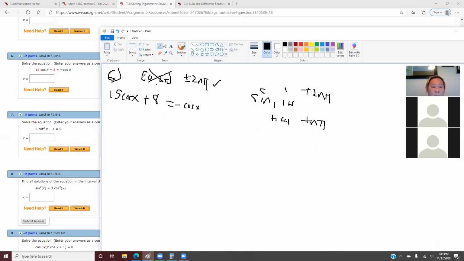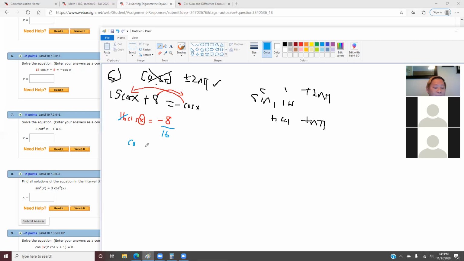So how did we solve question number 6? You add the negative cosine x to the left-hand side. So you get 16 cosine x, and then you move the 8 over there. So it becomes negative 8. Now you need to solve for x. Which one should we get rid of first, 16 or cosine? You should get rid of the 16. How? By dividing both sides by 16.